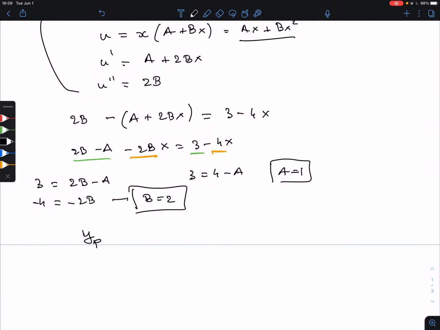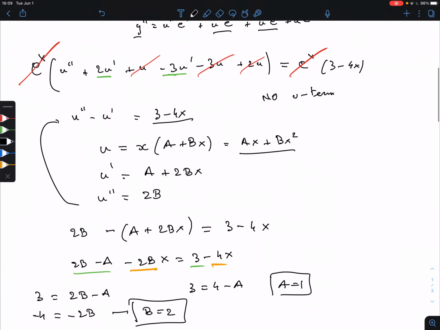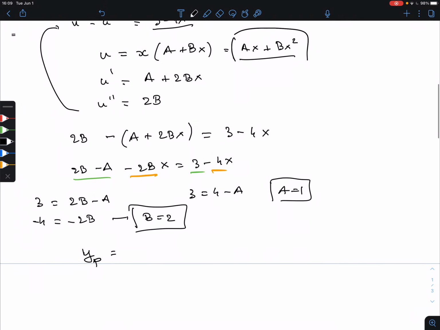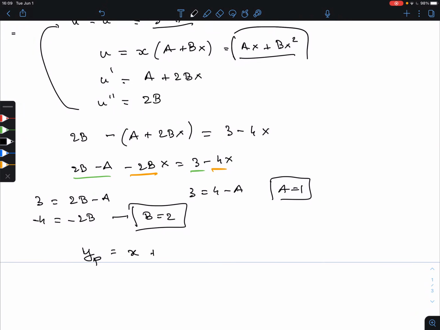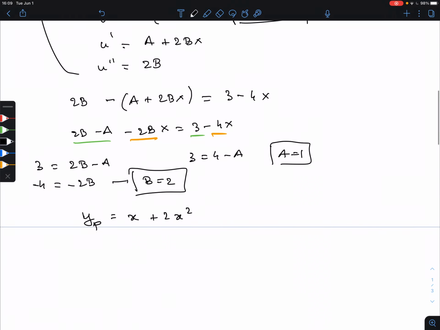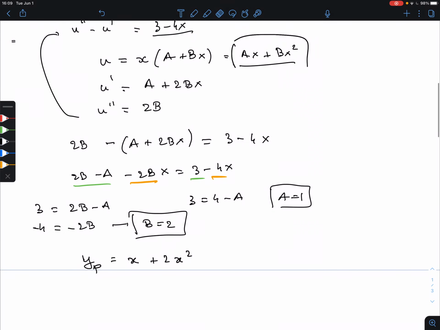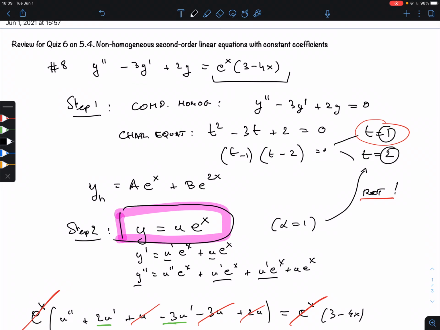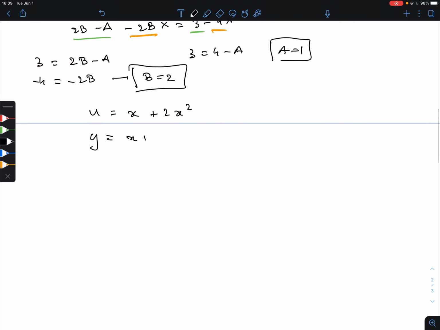So I find a particular solution u is x plus 2x squared. Now, no, sorry, this is u. Sorry, I'm going again a bit too fast. This is u, but what is y then? Well, we have to go to this box thing here, so we still have to multiply this with e to the x.